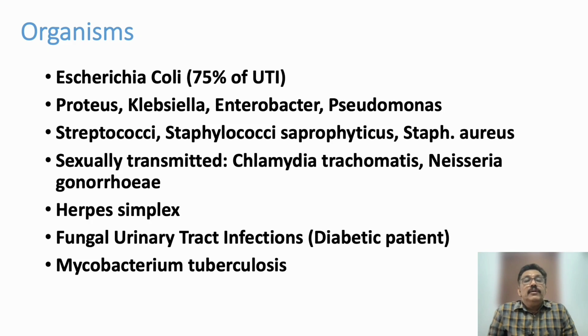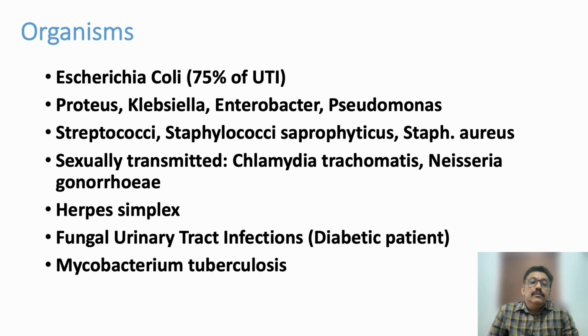Now, when we talk about organisms which produce urinary tract infection, most of them are gram-negative organisms, especially E. coli. 75% of UTIs are due to E. coli, then Proteus, Klebsiella, Enterobacter, Pseudomonas. Some gram-positive cocci also can be there, Streptococcus, Staphylococcus, Staph aureus.